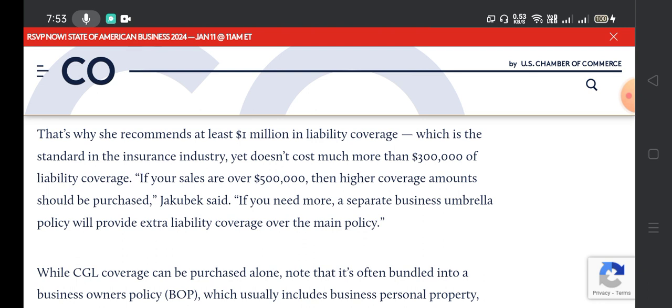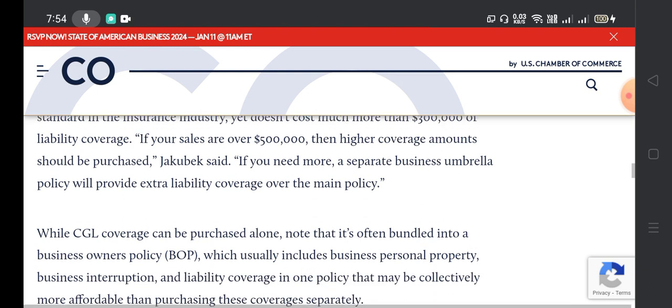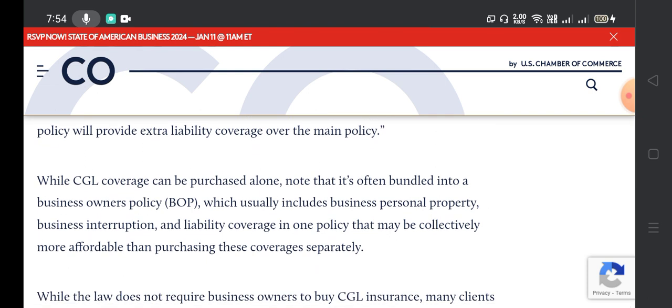That's why she recommends at least $1 million in liability coverage, which is the standard in the insurance industry, yet doesn't cost much more than $3 lakh of liability coverage. If your sales are over $5 lakh, then higher coverage amounts should be purchased. So Jakubek said, if you need more, a separate business umbrella policy will provide extra liability coverage over the main policy.